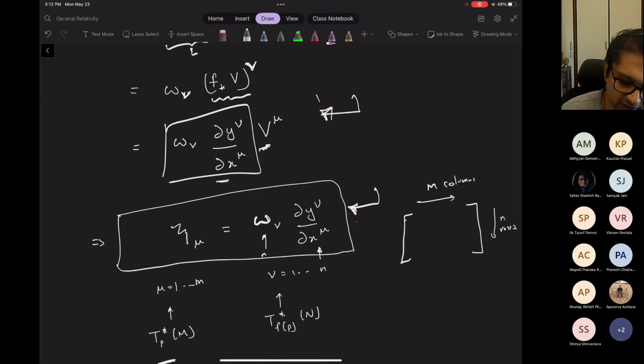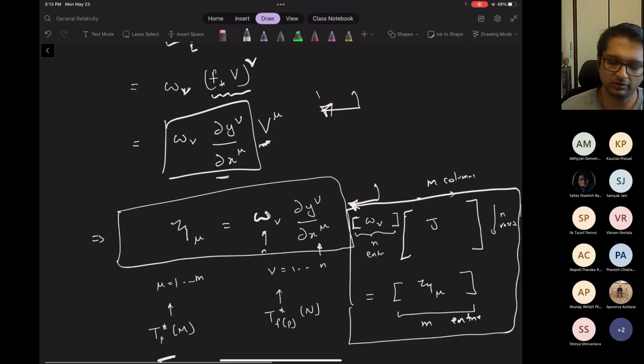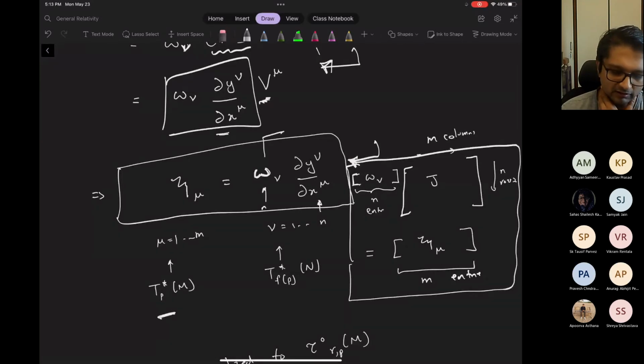And now this omega nu we think of as a row vector. This row vector has n entries. This is omega nu, and this is the Jacobian. This is equal to the row vector xi mu, which has m entries. So this is the map from a dual vector on T_{f(p)}^* N, and it maps me to a dual vector on capital M, on T_p^* M.